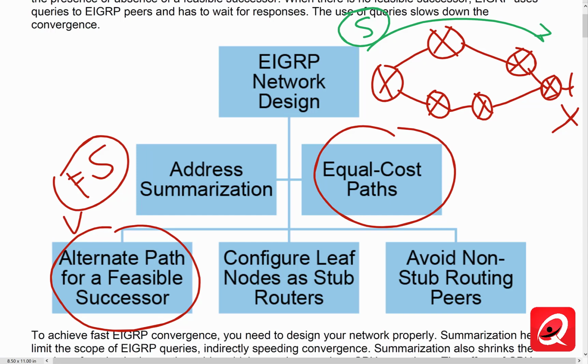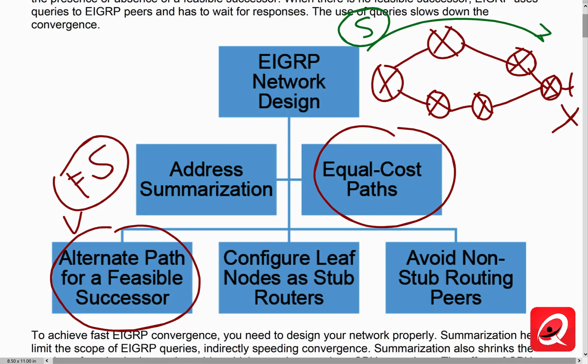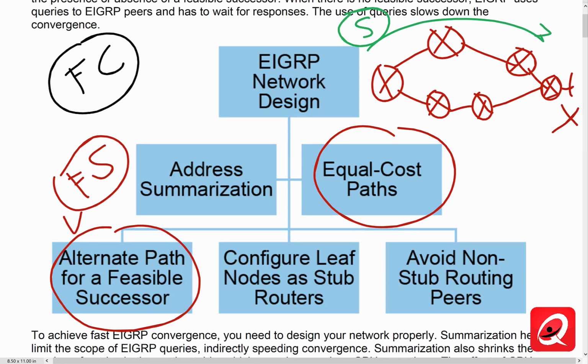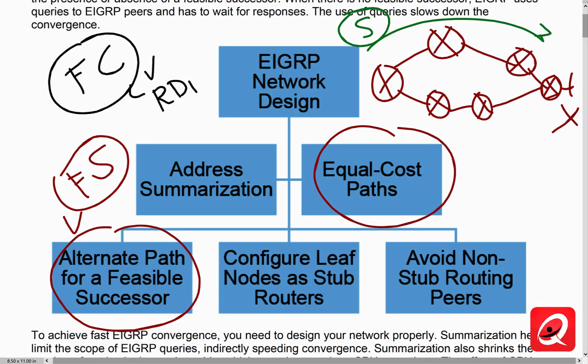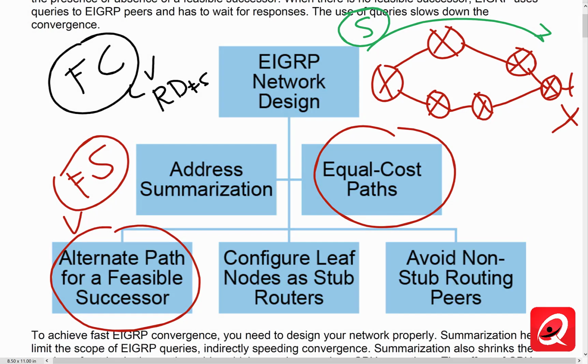So what EIGRP does is it says, you know what, we've got our successor path. Let's go ahead and choose a loop-free alternate path that we classify as our feasible successor. That feasible successor is chosen based on something called the feasibility condition. And the feasibility condition states this: yes, it is going to be a feasible successor if the reported distance of that potential feasible successor path is less than the feasible distance of my current successor path.